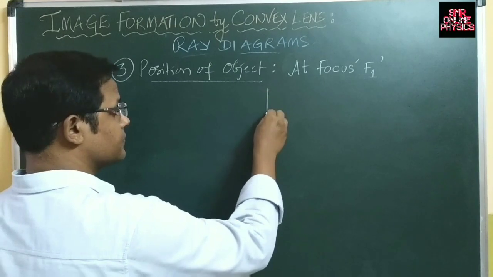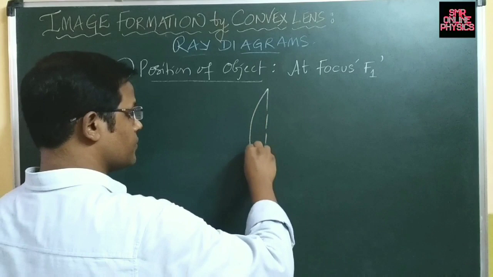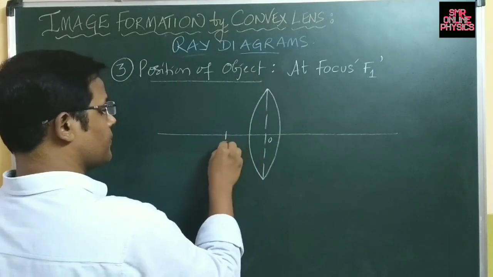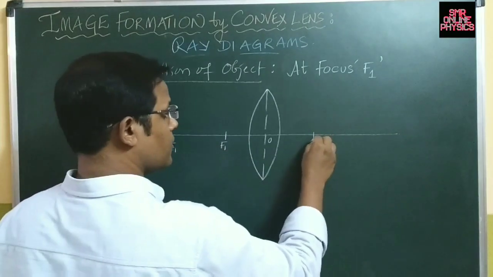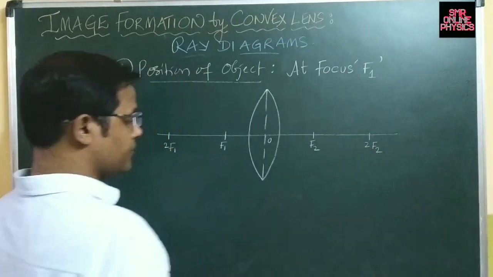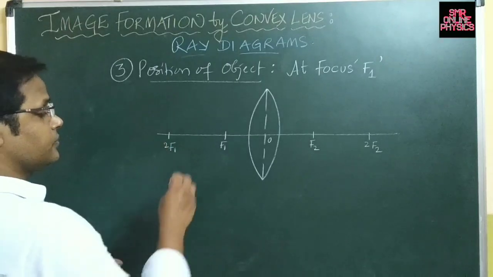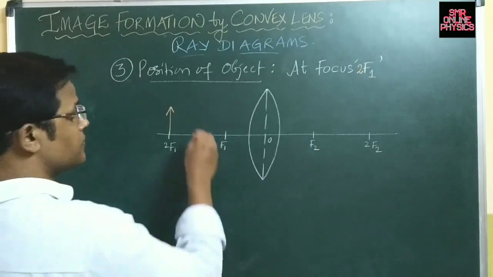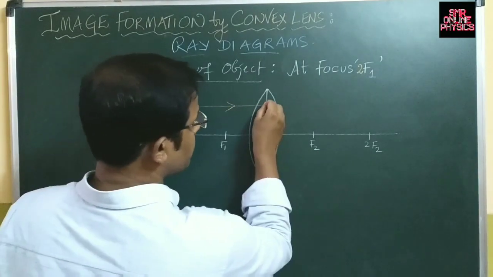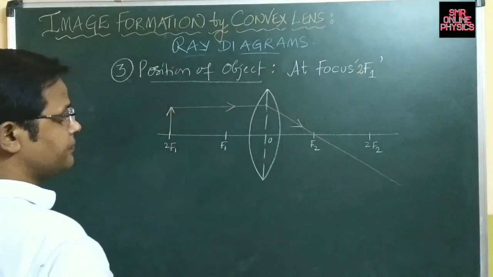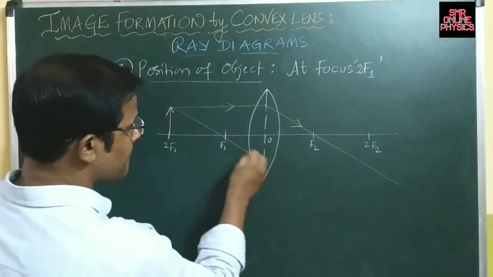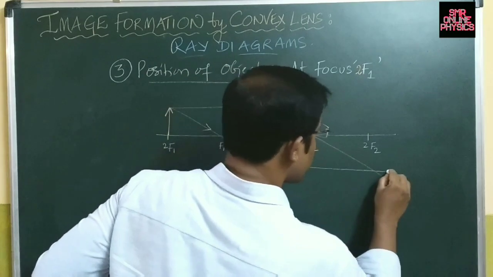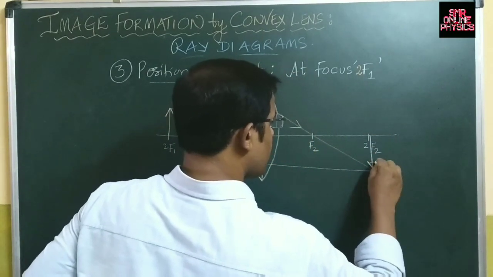Now for object placed at 2F1 for a convex lens, draw the convex lens as shown. Draw your principal axis passing through the mid half of the lens. Mark your points optical center, F1, F2, 2F1, 2F2, all equidistant from each other. Now place the object, the third position, at 2F1. Then choose your principal rays wisely. We have only three principal rays to choose from. So here is the principal ray parallel to the principal axis, passing through the focus F2 on the other side. Then the next principal ray chosen in the diagram is passing through F1, which will refract parallel to the principal axis. Hence, the intersection should happen at 2F2.